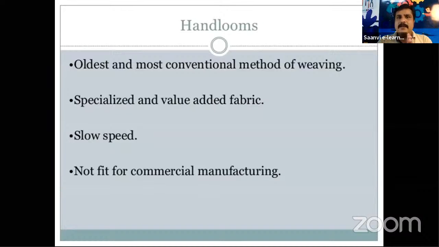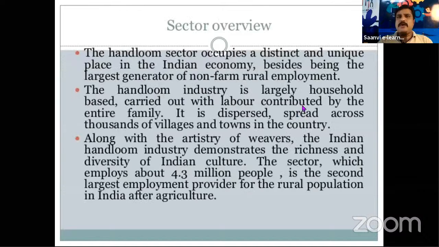And now here the handloom, what is handloom and what is the specialty here? The handloom sector occupies a distinct and unique place in the Indian economy. Economy in the sense of main source of income, we can say. Great demand we have for our handlooms. Great demand in the sense even export, we can see these handloom cloths or designs.